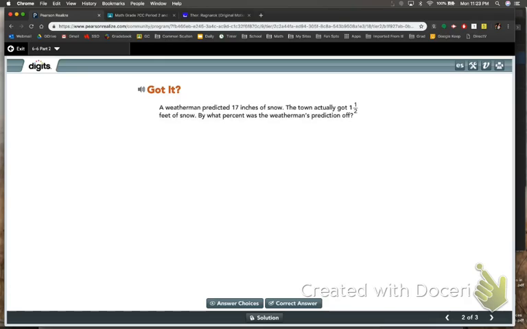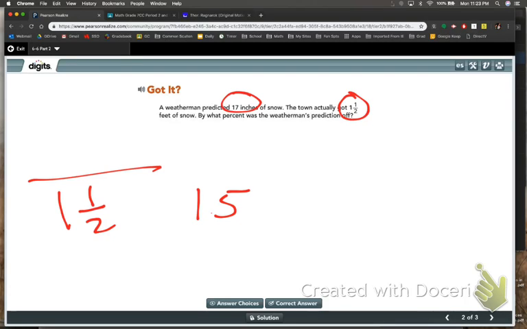A weatherman predicted 17 inches of snow. The town actually got 1.5 feet of snow. And this year would be the wrong year to predict something less. So this is the prediction, and this is the actual one, so I know it's going to be 1.5. Some people will go ahead and put 1.5, which is fine. But the 17 inches, it would be 17 minus 1.5. That would end up being 15.5. Is that right? Yep.